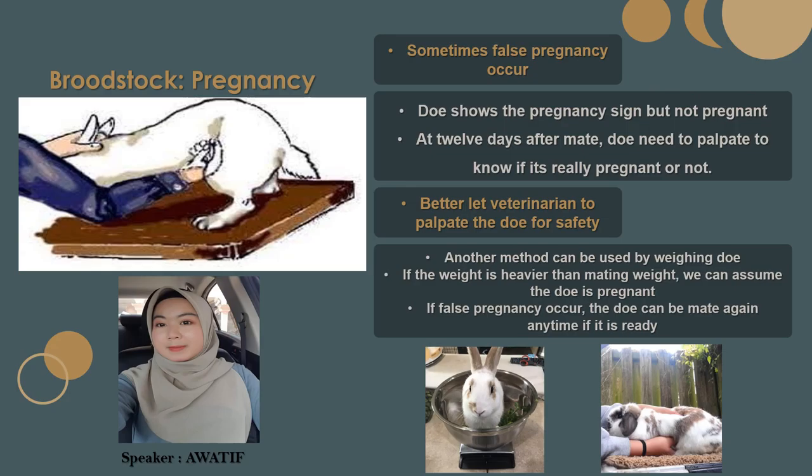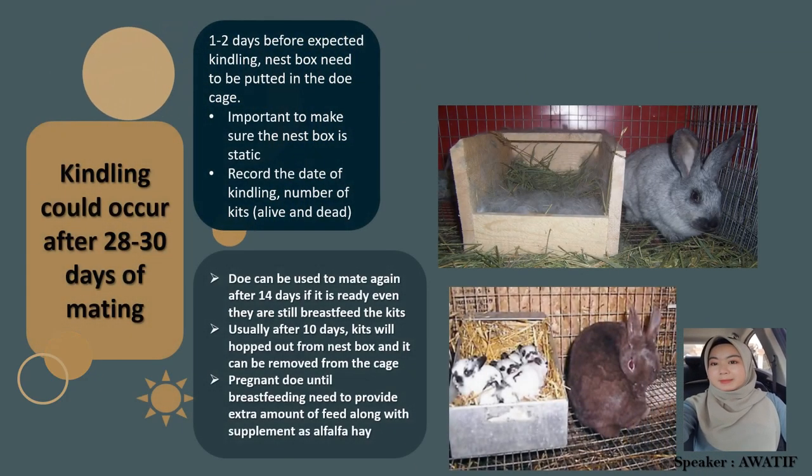Another method can be used by weighing the doe. If the weight is heavier than mating weight, we can assume the doe is pregnant. If full pregnancy happens, the doe can be mated again anytime if it is ready. Next part is kindling and breastfeeding doe.